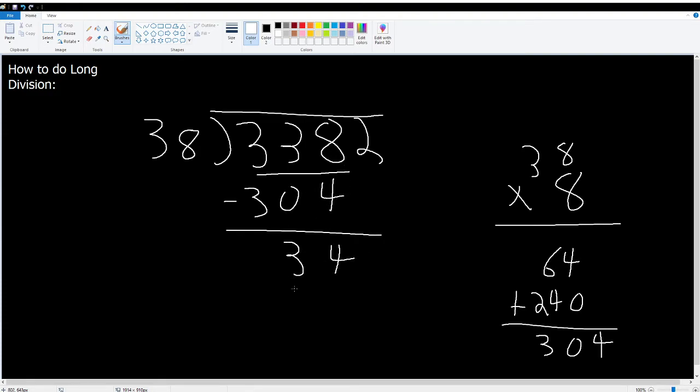Subtract, right? So I get 34. Pull down the 2. Oh, remember to put down the 8 up here. So I get 342. How many times does 38 go into 342? Well, I know that 38 times 8 is 304. So 38 times 9, which is one more, if I add 38 to 304, I should get 342. So I know 38 goes into 342 9 times.